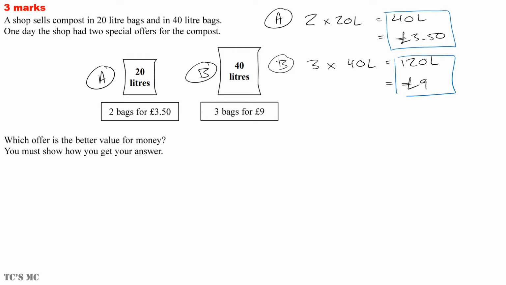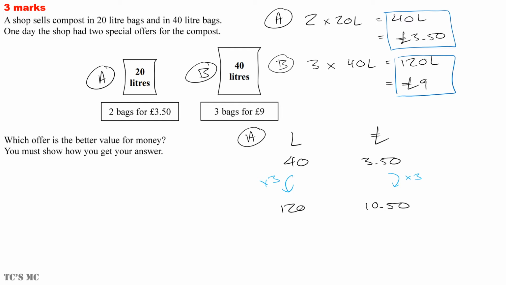However, we cannot quite see yet which one is better value for money, as the litres are not the same. So using offer A, we've got litres and we've got pounds. 40 litres costs £3.50. I want to make it 120 litres so that I can compare. That means I need to multiply by 3, and that is £10.50. Now I have my second mark.